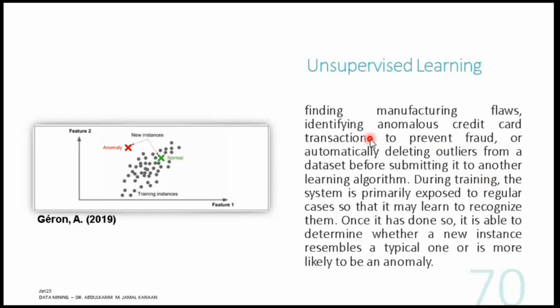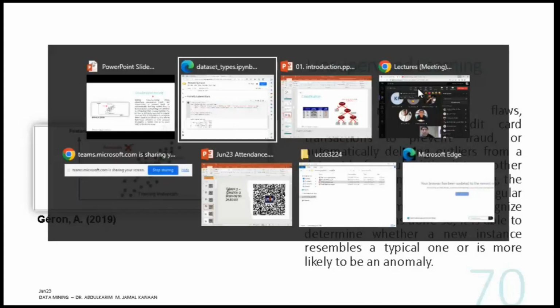Also, anomaly detection, where you try to find flaws, right? Anomalies, it's also unsupervised. Doesn't require a y label. So you can also check the demonstration earlier.